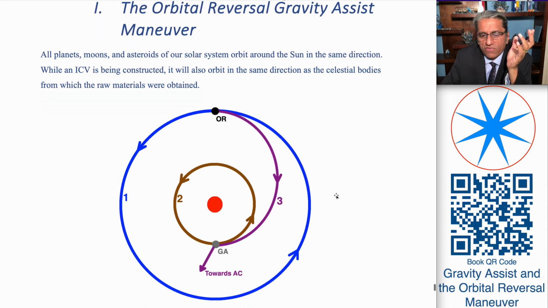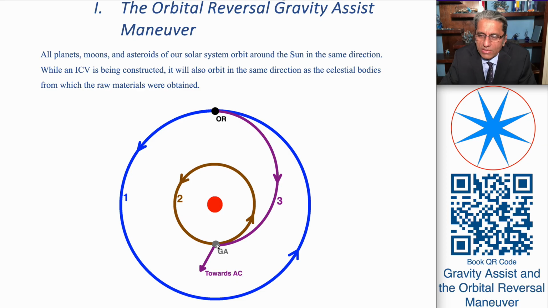So I just sort of crunched the numbers. I call this the orbital reversal gravity assist maneuver. And the idea here is that, let's say you assemble a spacecraft near the Hector asteroid or Jupiter or somewhere, more towards the outside part of the solar system. You assemble it, and then if you reverse this direction of motion, it's going to come down.